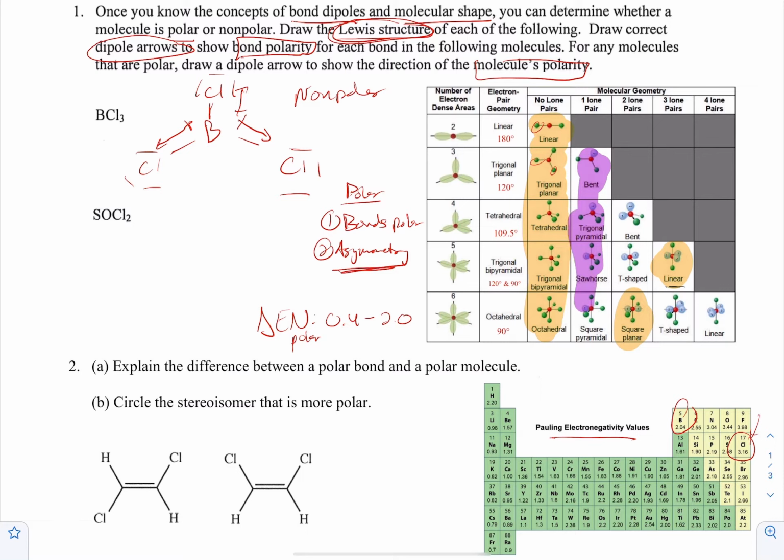So you'll just have to memorize these shapes as well, along with the angles. They become more intuitive as you practice. But for the most part, this is just going to be straight memorization, okay?